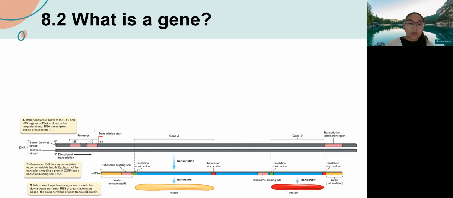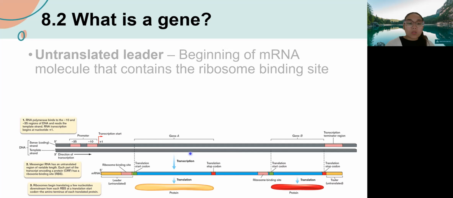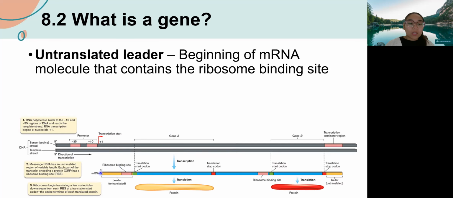So this is a diagram of a gene. And as you can see, there's that promoter region, -35, -10, and this +1 is the transcription start site. This is where the RNA polymerase will begin to create RNA, or it'll read it and make the RNA starting from here. And so some things to recognize is that there is an untranslated leader, and that is on the mRNA. And again, it's called untranslated because translation will begin here.